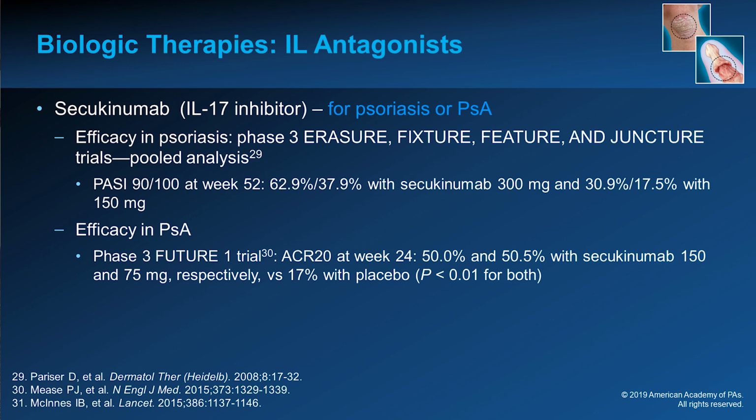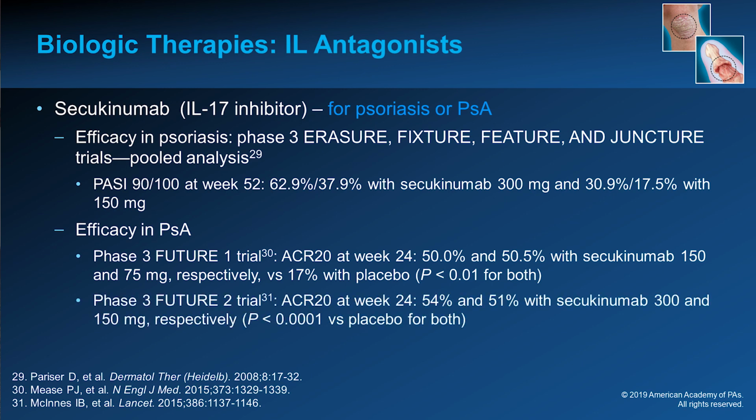In this trial, 50% and 50% of patients treated with secukinumab at 150 and 75 milligrams respectively versus placebo attained that ACR20 criteria at week 24. And finally, there was a phase 3 trial that was consistent as well, and that is 54% and 51% of patients treated with secukinumab at 300 and 150 milligrams respectively versus placebo for both attained an ACR20 criteria at week 24. With this medication, the most common adverse effects included nasopharyngitis, diarrhea, and upper respiratory tract infection.